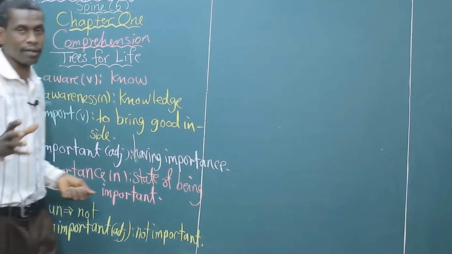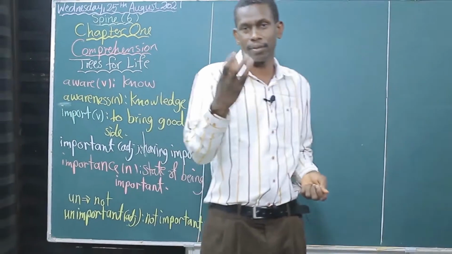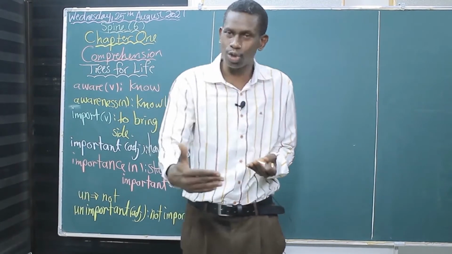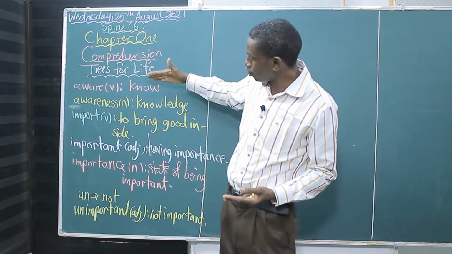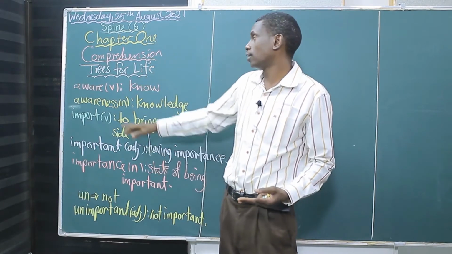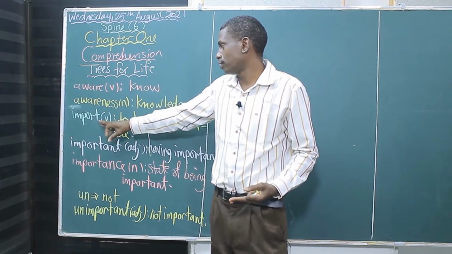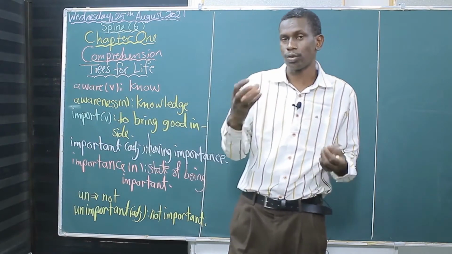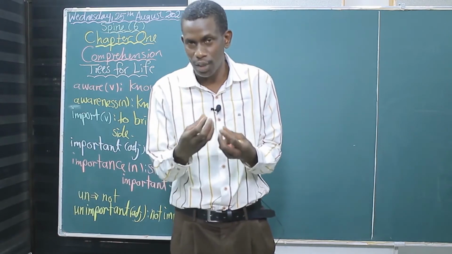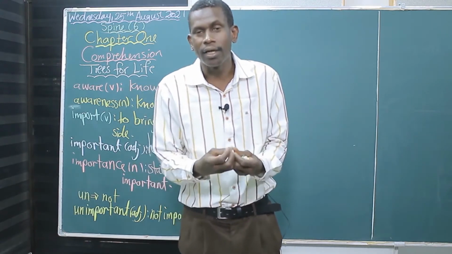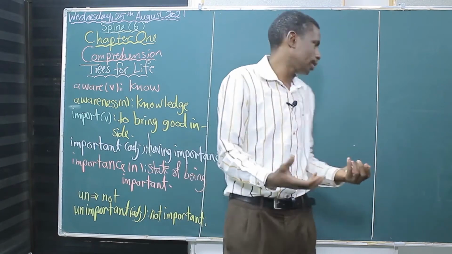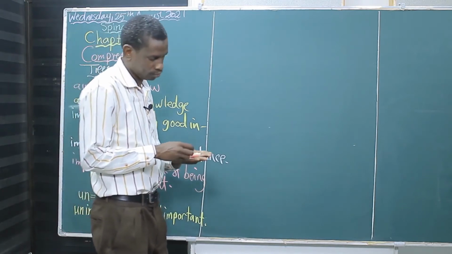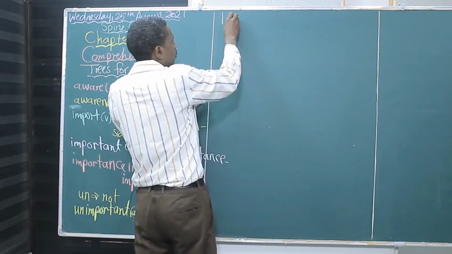So in the second paragraph, before reading, so as to understand and to answer the question, we must study this vocabulary carefully: aware, awareness, important, importance, and unimportant. Please read the second paragraph silently and carefully and try to understand it, and then you have to answer these questions. I do have just one question. Look at this question.